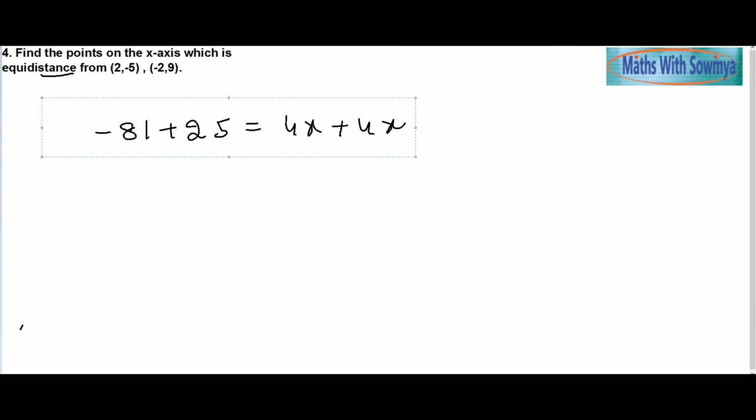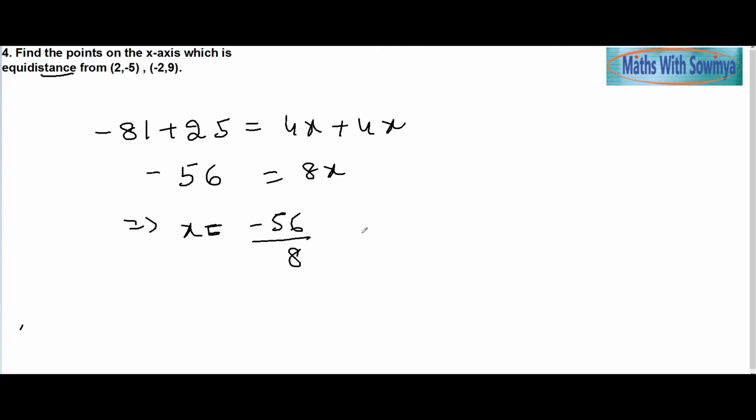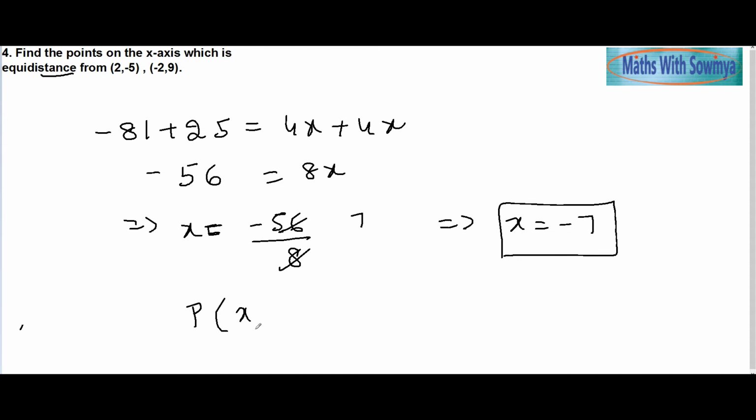So on subtracting this, minus 56, this is equal to 8x, which implies x is minus 56 by 8 we are going to get, which will give you 7, which implies x is minus 7. What is the value of P? P is just x comma 0, which is minus 7 comma 0, which is the required point. So this is the required point.